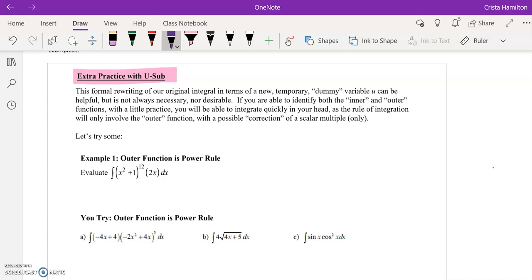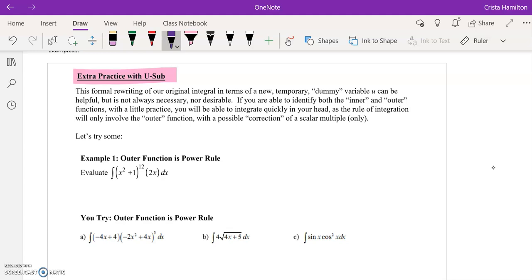All right, so also, when you're doing these, you don't always have to do the u substitution. I pretty much will always write down the u and the du, but I don't always substitute it in if it's a fairly straightforward problem. It's only if it's a little complicated that I might go ahead and substitute it in. All right, so let's take a look at our first example here.